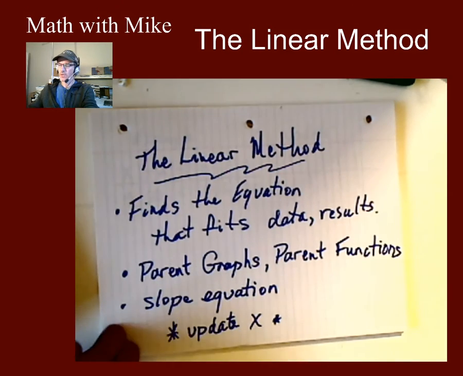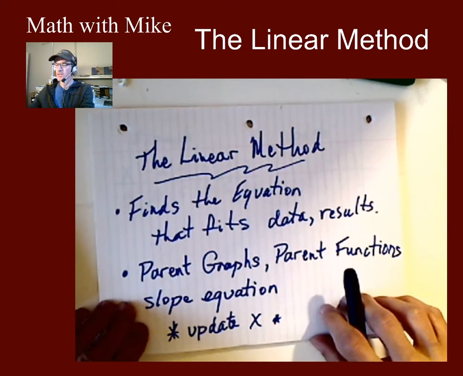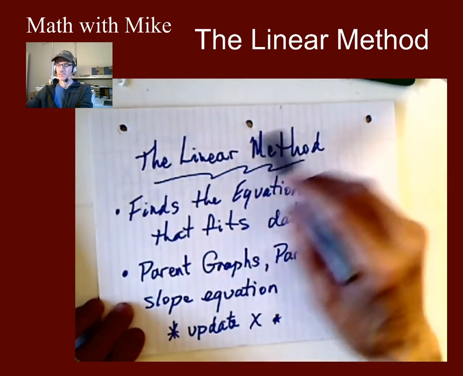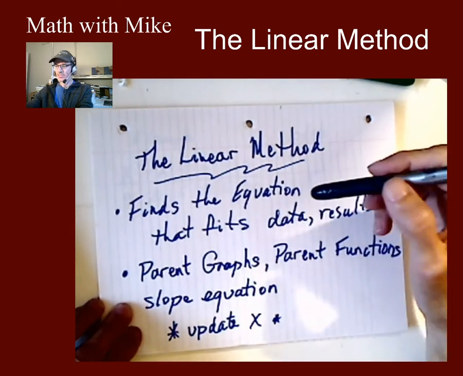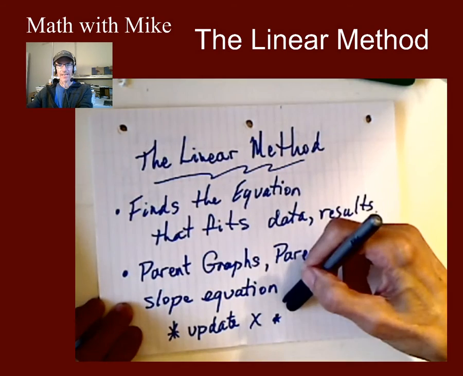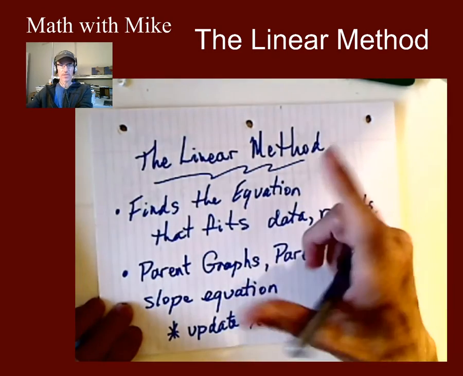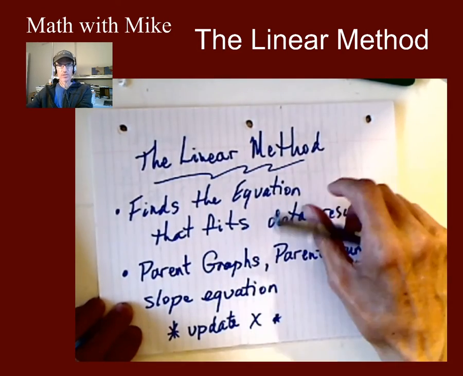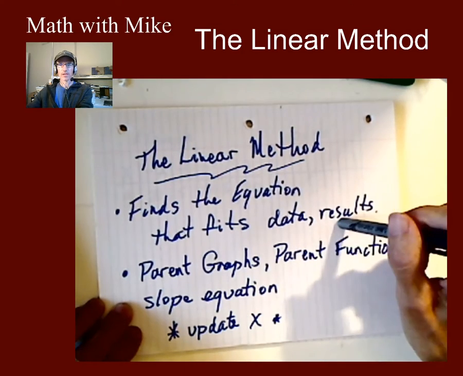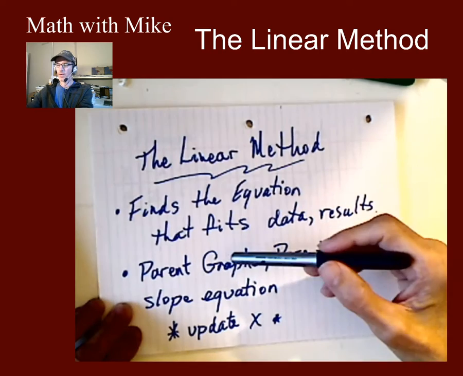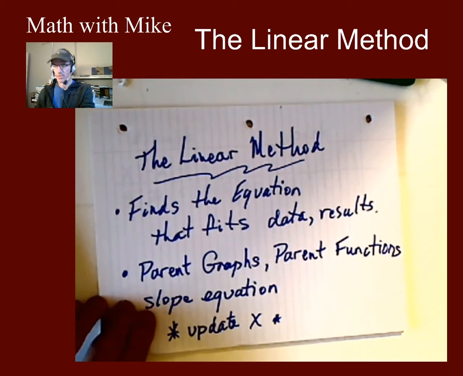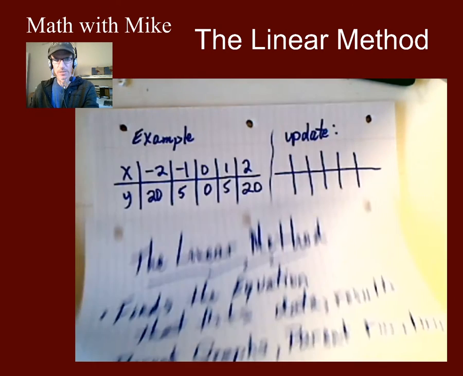In this video, I'm going to continue from the earlier one and show you an example of using the linear method on a set of results to get from the raw data to a final equation that makes the connection between the x's and y's that we found from our data from our experiment. Okay, reminder, we have to have the parent graphs, parent functions, slope equations, and such ready to go. So let's begin.